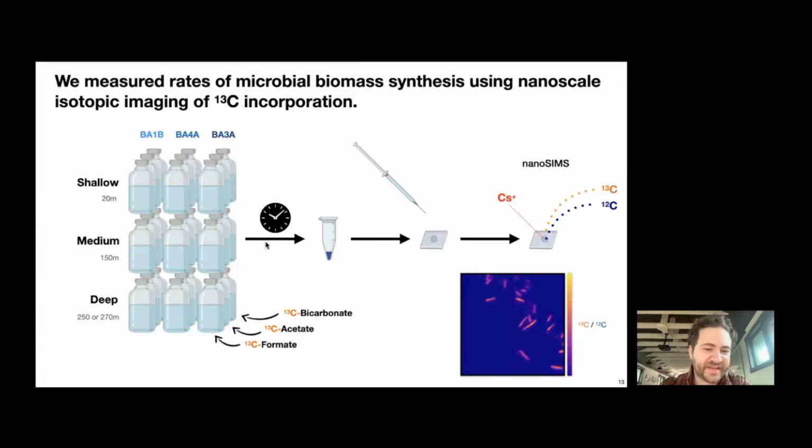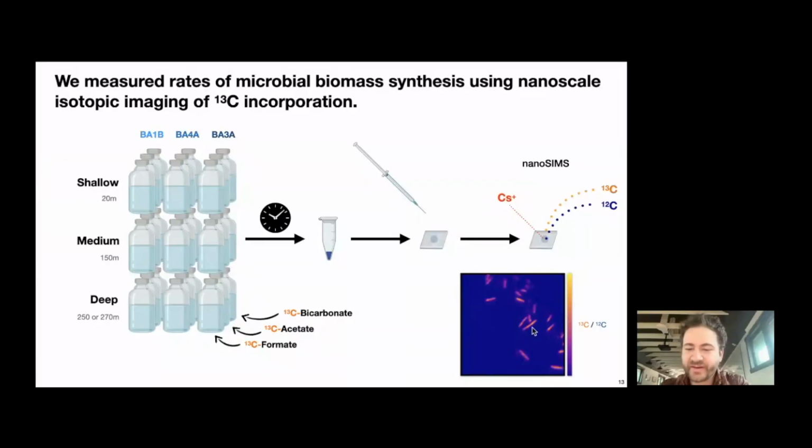So we take these cells, we incubate them for a certain period of time, we spin them down into an epitube, we spot them onto a specific type of aluminum slide, and then we put them on a nanoscale secondary ion mass spectrometer, or NanoSIMS. And what this involves is a primary ion beam of cesium that ablates the sample away and releases secondary ions 12C and 13C. And the data product that we are able to get from this is very interesting.